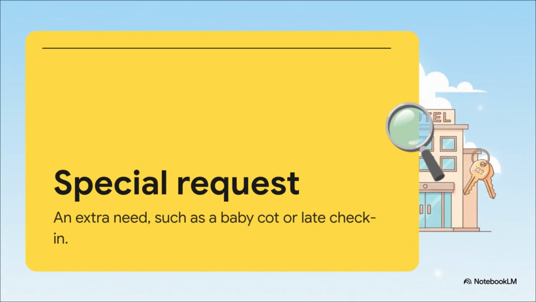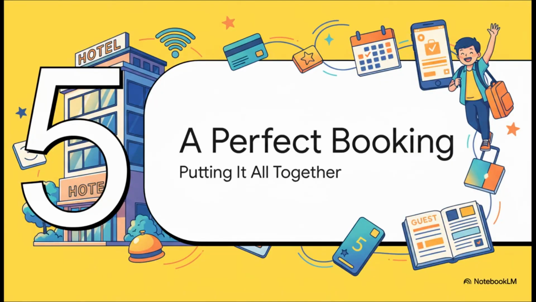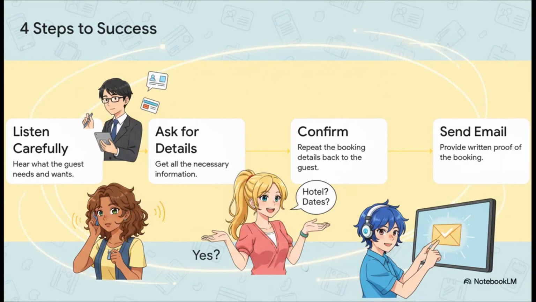And one last thing here, always listen for a special request. This is when a guest needs something extra. For example, maybe they need a small bed for a baby, that's a baby cot, or maybe they'd like a room that's extra quiet. Wow, we have learned so many new words. So now it's time for our final section, number 5, a perfect booking. Let's put everything we've learned together. It's actually pretty easy if you just follow these 4 simple steps.